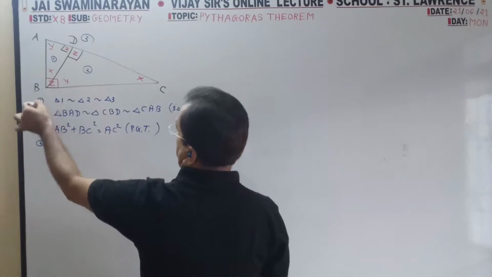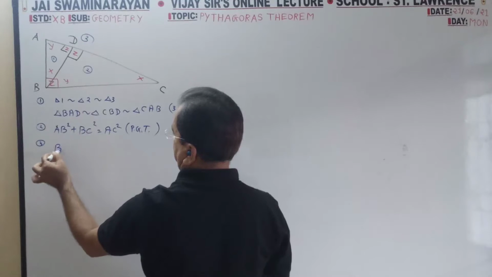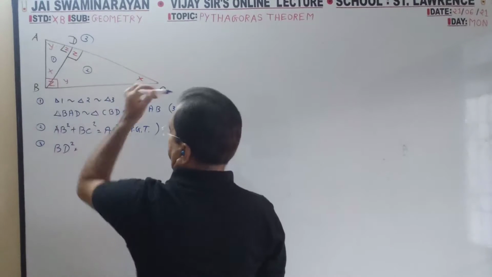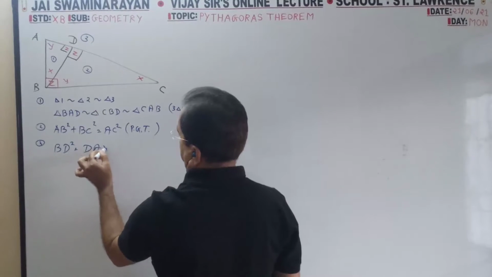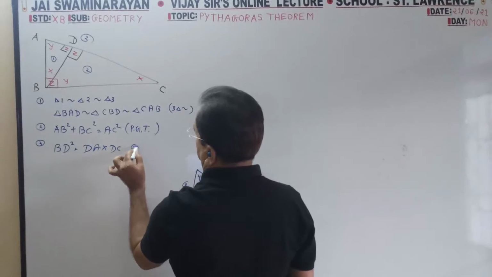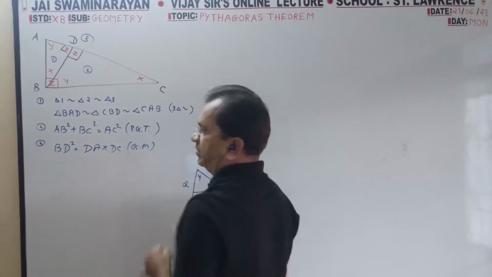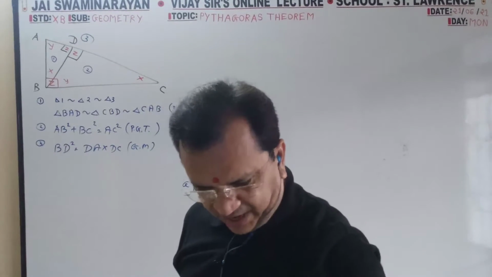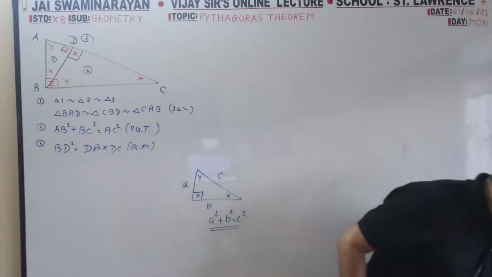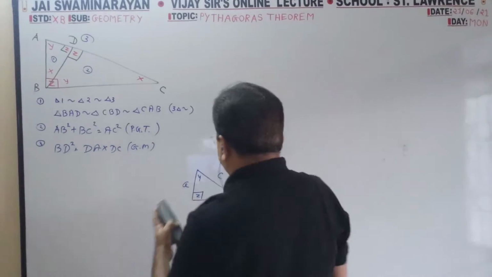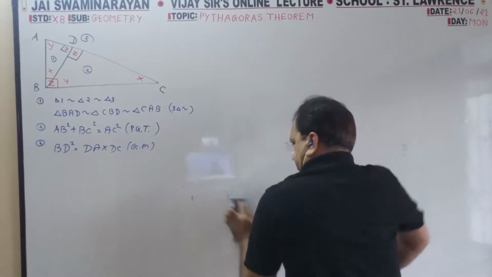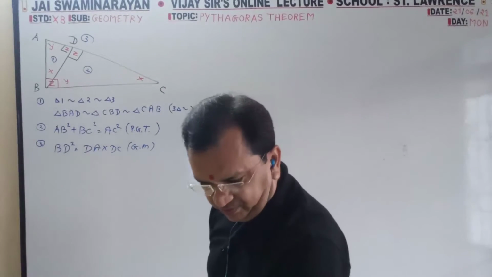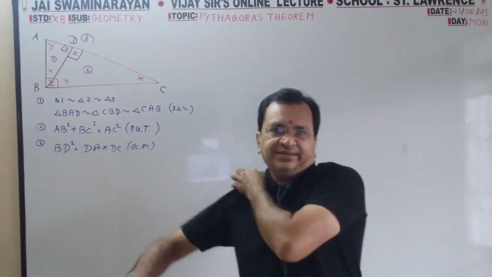Third, you have to prove BD square is equal to DA times DC. Geometric mean, GM. Geometric mean. Till now I have explained only what you have to prove from this golden triangle.